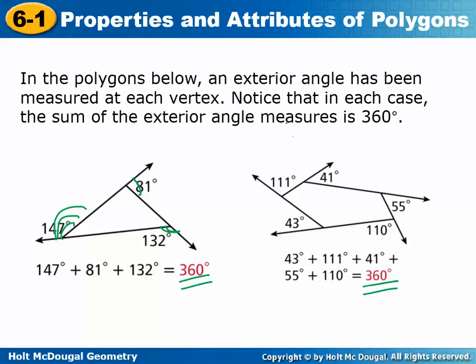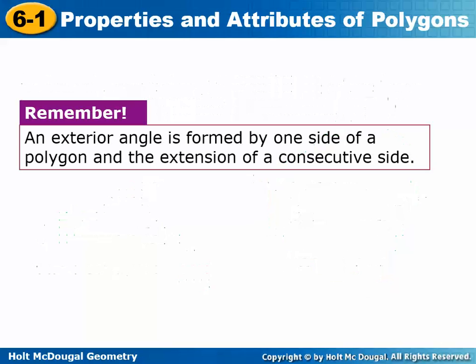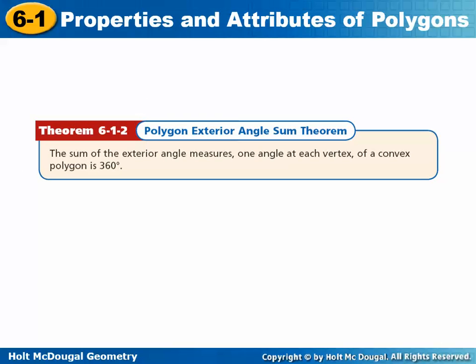And you can kind of see that that's going to be true because you know there's 360 degrees in a circle. And the more sides you get on your polygon, the closer it looks to a circle. So eventually, you would be able to add them all up to get to 360 degrees. An exterior angle is formed by one side of a polygon and the extension of a consecutive side. That's the definition of exterior angle. So the theorem just says that the sum of the exterior angle measures of a convex polygon is 360 degrees.